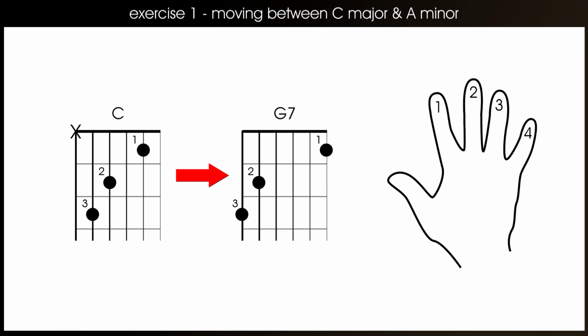But we have to move the first finger from the 1st fret of the 2nd string to the 1st fret of the 1st string, and whilst maintaining the shape, move the 2nd and 3rd fingers from the 2nd and 3rd fret on the 4th and 5th string to the 2nd and 3rd fret on the 5th and 6th string. Let's make this clearer and easier to understand by watching it being done.